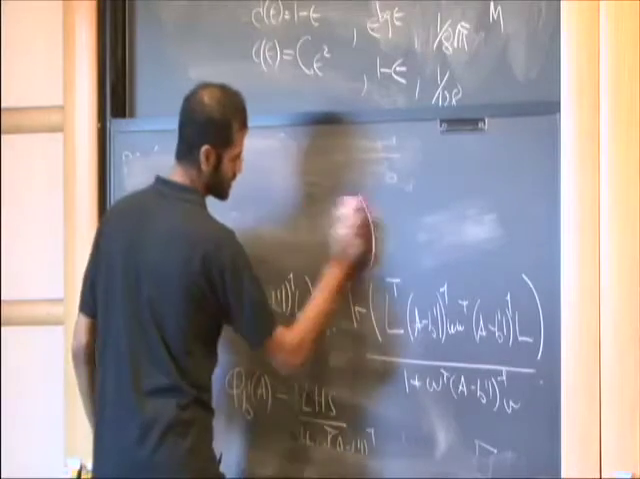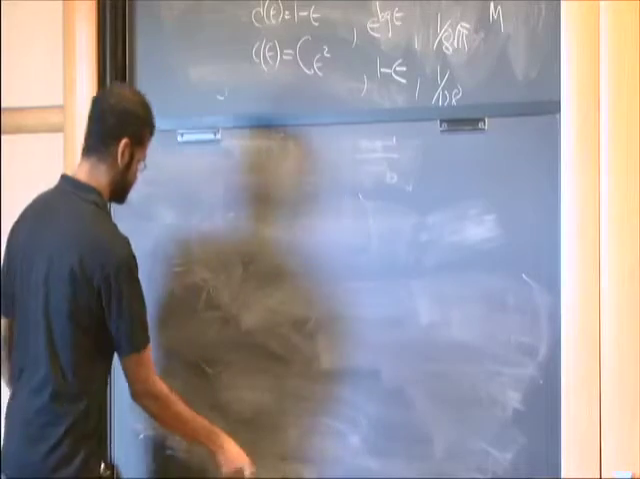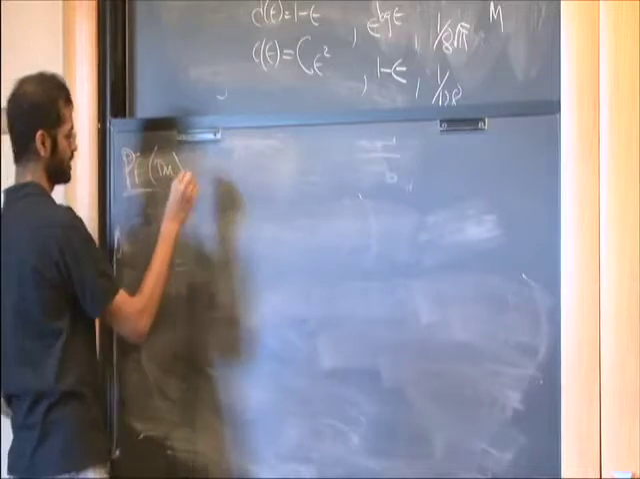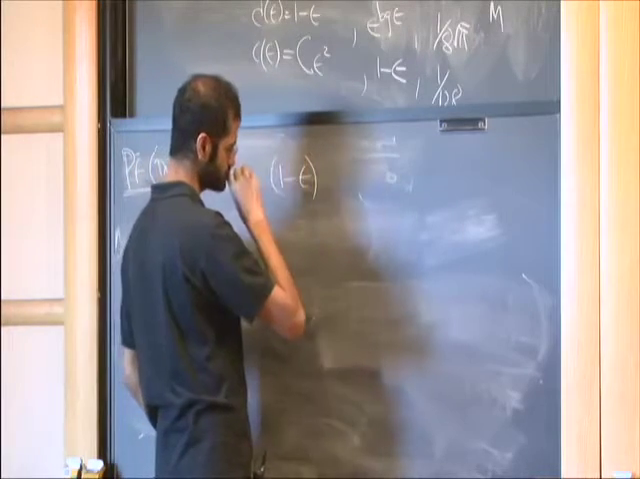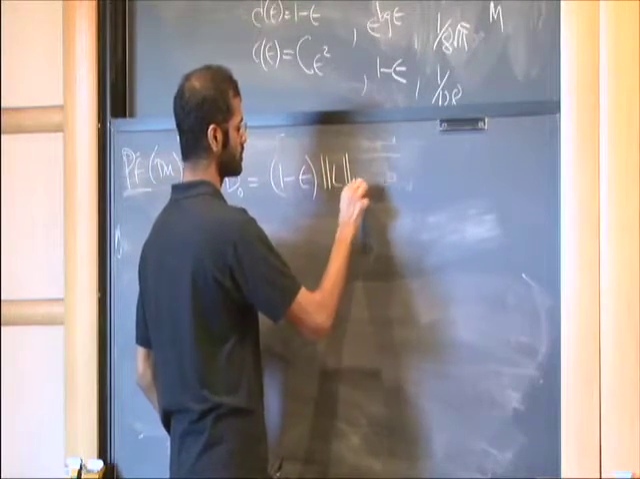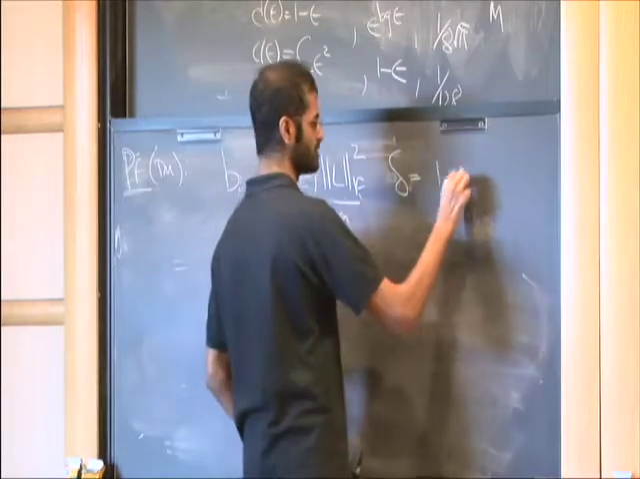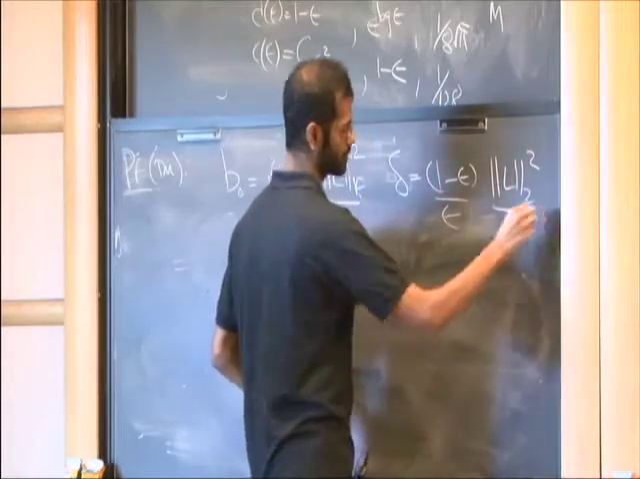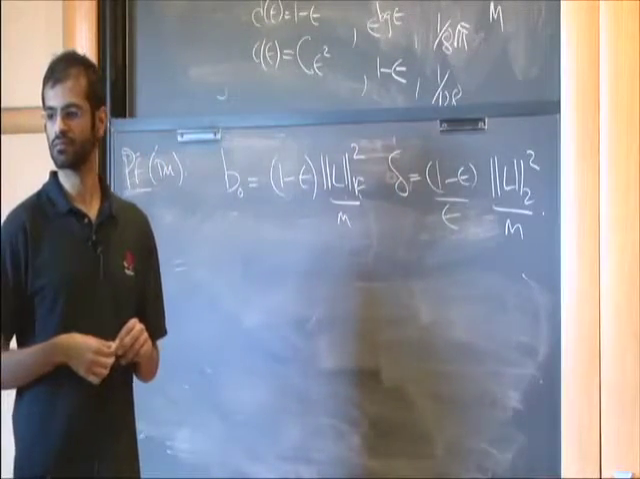So to finish the proof of the theorem, I'll prove that lemma at the end. The proof of the theorem will be: I start off with b naught equal to 1 minus epsilon times the Frobenius norm of L squared divided by m, and delta equal to 1 minus epsilon over epsilon times the 2 norm over m. So lemma 3 suggests that delta should be the L2 norm.